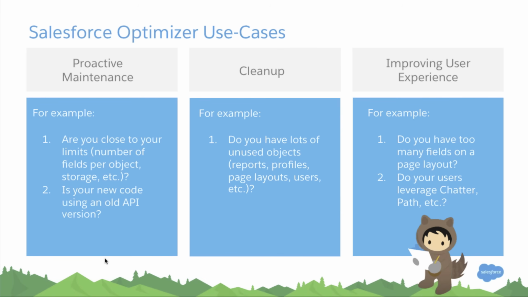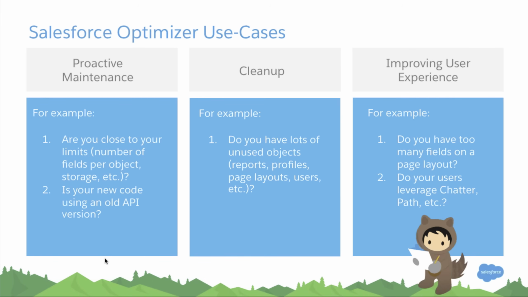The first one, I touched base very quickly: proactive maintenance. Sometimes you guys, you are firefighters, and you are basically answering calls from the business. You're basically trying just to chase an never-ending list of things to do. With the optimizer, you will be able to take control of that list and maybe try to be a bit more proactive. If somebody is going to ask you to create a field, with the optimizer, you will know if you are close to your field limits, for example.